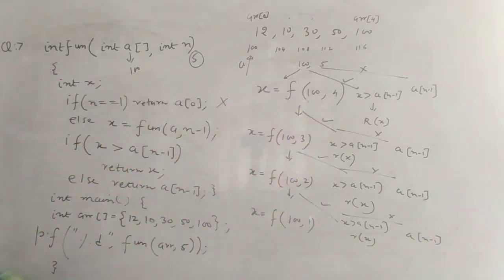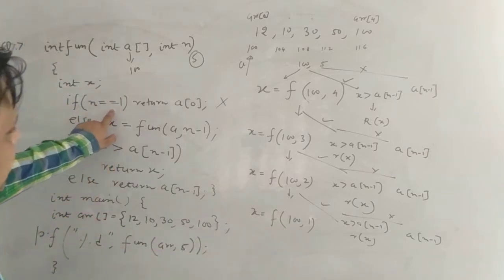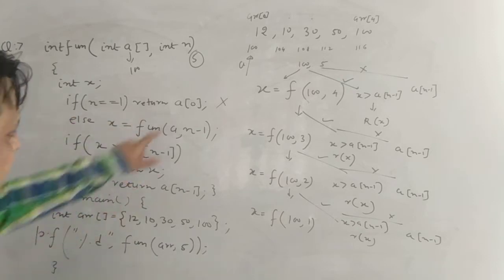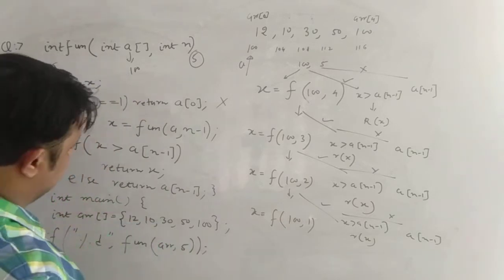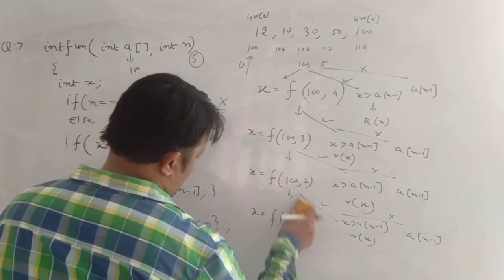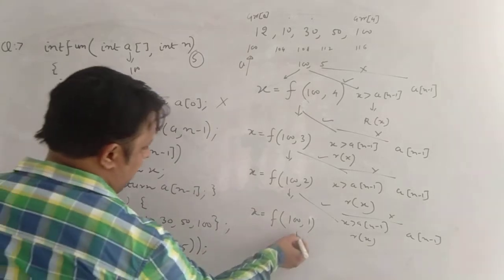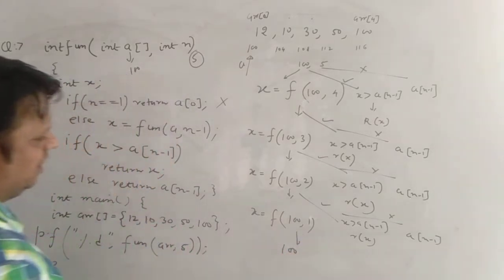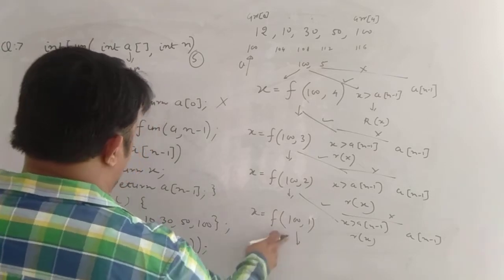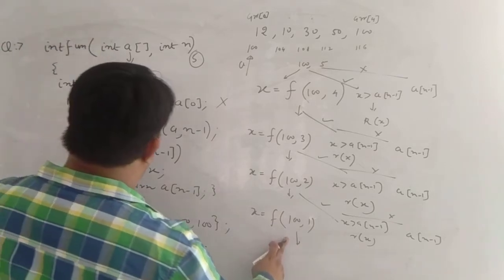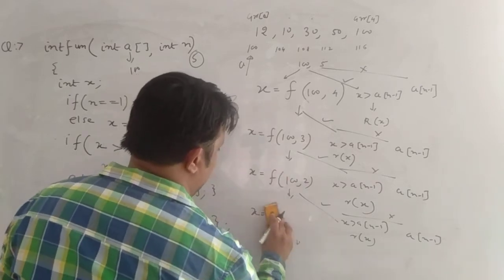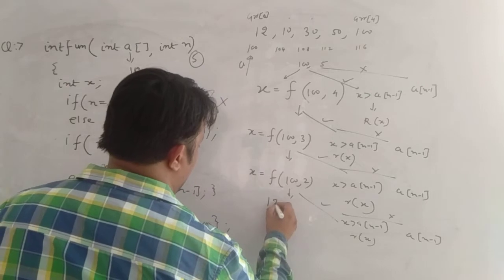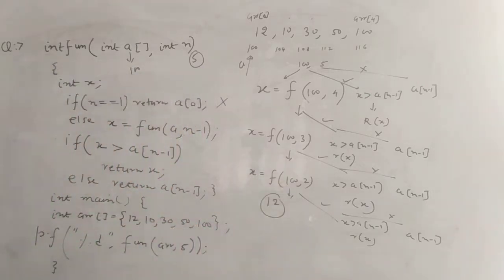Now when you evaluate this 100 comma 1, n is equal to 1, your condition becomes true. So you are returning a0. The a0 value is 12. So when this function gets called, these statements get evaluated and it returns a0, whose value is 12. So the value of x becomes 12. Now the value of x is 12. Fine.